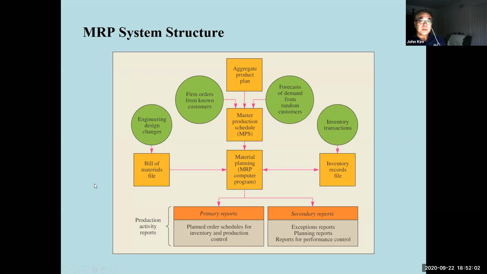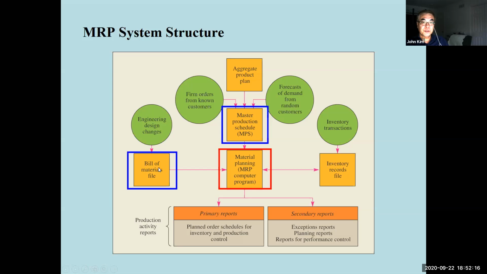The MRP system structure. To run an MRP system, we need three basic files: the MPS, master production schedule, the bill of material, simply called BOM, and then the inventory record file. With these three basic files, we run the MRP system, and then the MRP system produces a primary report and a secondary report.